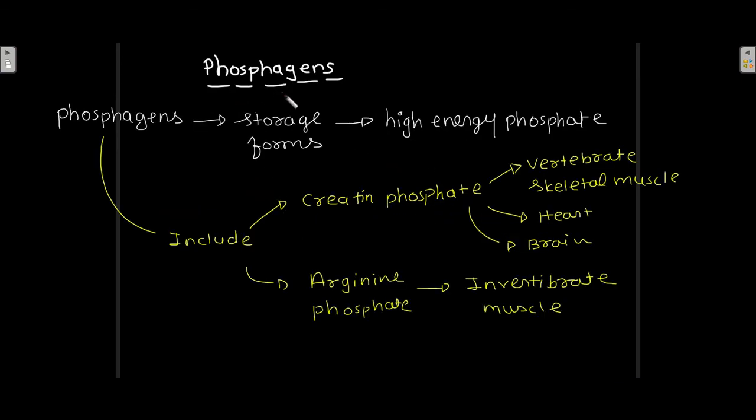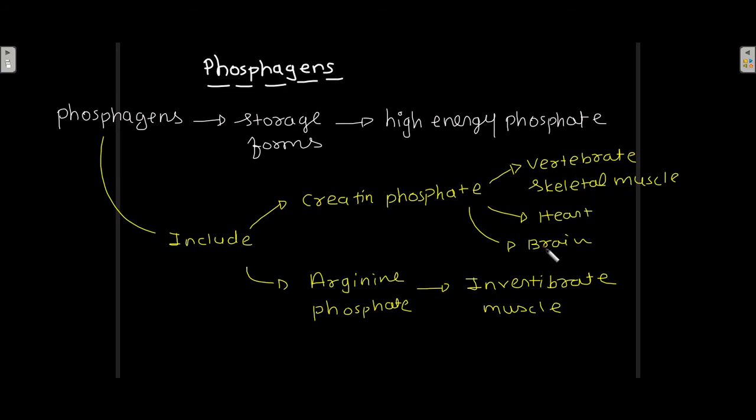Now let's read about phosphagens. Okay, phosphagens act as the storage forms of high energy phosphate, and these phosphagens include creatine phosphate and arginine phosphate. Now this creatine phosphate is there in your vertebrate skeletal muscle, heart and brain. Okay, so in vertebrate skeletal muscle, heart and brain, creatine phosphate is that storage form which has high energy phosphates. So from creatine phosphate the energy generation takes place in skeletal muscle, heart and brain.